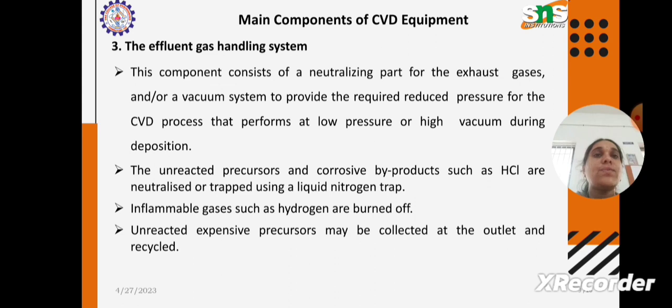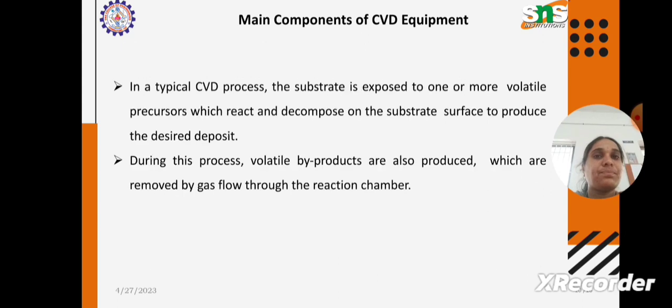The next main component of CVD equipment is the effluent gas handling system. This component consists of a neutralizing part for the exhaust gases, that is the outlet, or a vacuum system to provide the required reduced pressure for CVD, which is a process performed at low pressure or high vacuum during deposition. The unreacted precursor and corrosive products such as HCl are neutralized or trapped using a liquid nitrogen trap. Inflammable gases such as hydrogen are burned off. Unreacted expensive precursors may be collected at the outlet and recycled.